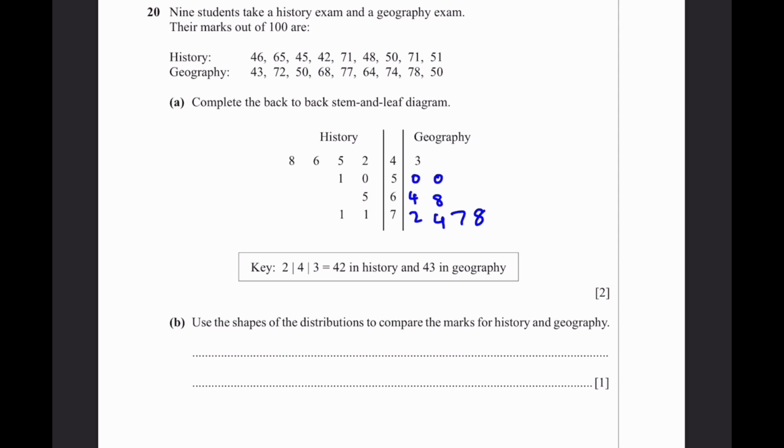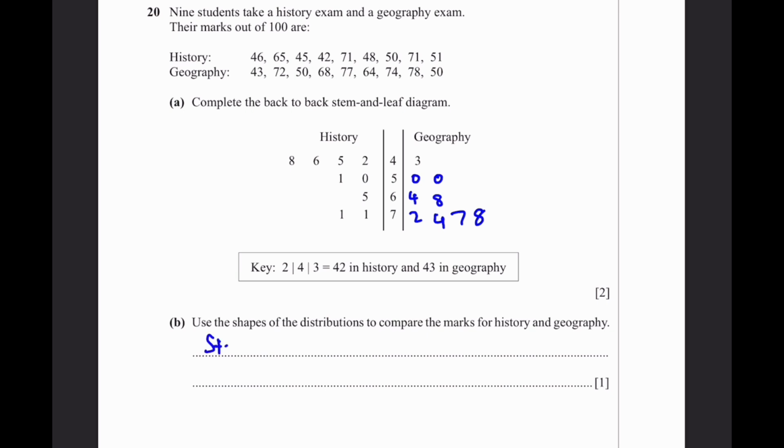Use the shapes of the distributions to compare the marks for history and geography. So let's see. For geography, there's only one person who got less than 50, which means 40 something over here. But in history, there are 4 people. And for how many people got 50 something, each side is 2. How many people got 60 something? That's 2 for geography and 1 person for history. How many people got 70 and above? 2, 4, 7, 8, which means 4 people for geography and 2 for history. That means that people did better in geography because there are more people who have better marks.